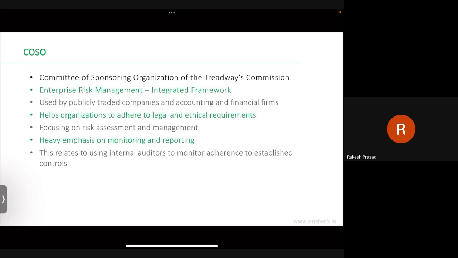The Treadway Commission says that to be regulatory compliant, you have to give internal controls. So COSO gives you a framework for internal control alignment. If you want to have a good internal controls arrangement, go for COSO. So remember this.